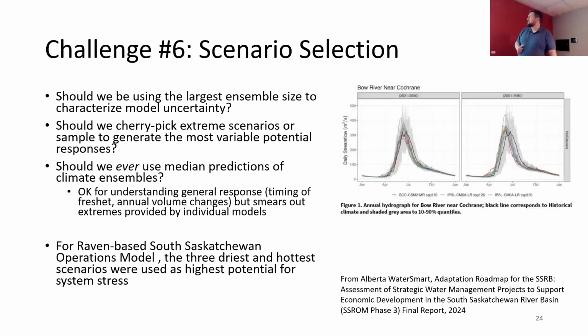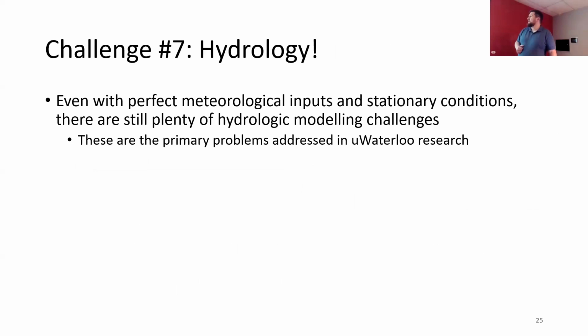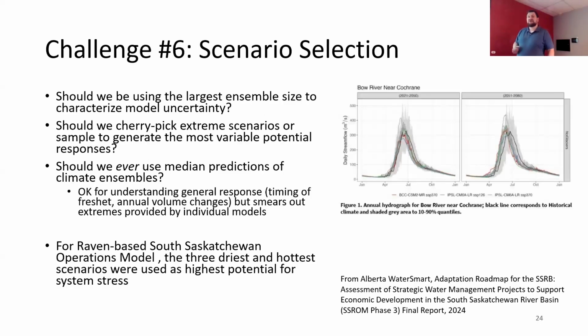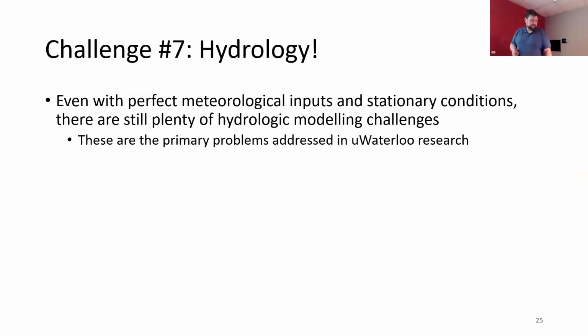Scenario selection, I'm going to bypass that one, although that is a concern. We use all of our climate model outputs. Do we select a subset of them? Do we cherry pick the worst ones, which is very common in the literature? Just take the worst and say, oh, we'll prepare for the worst.